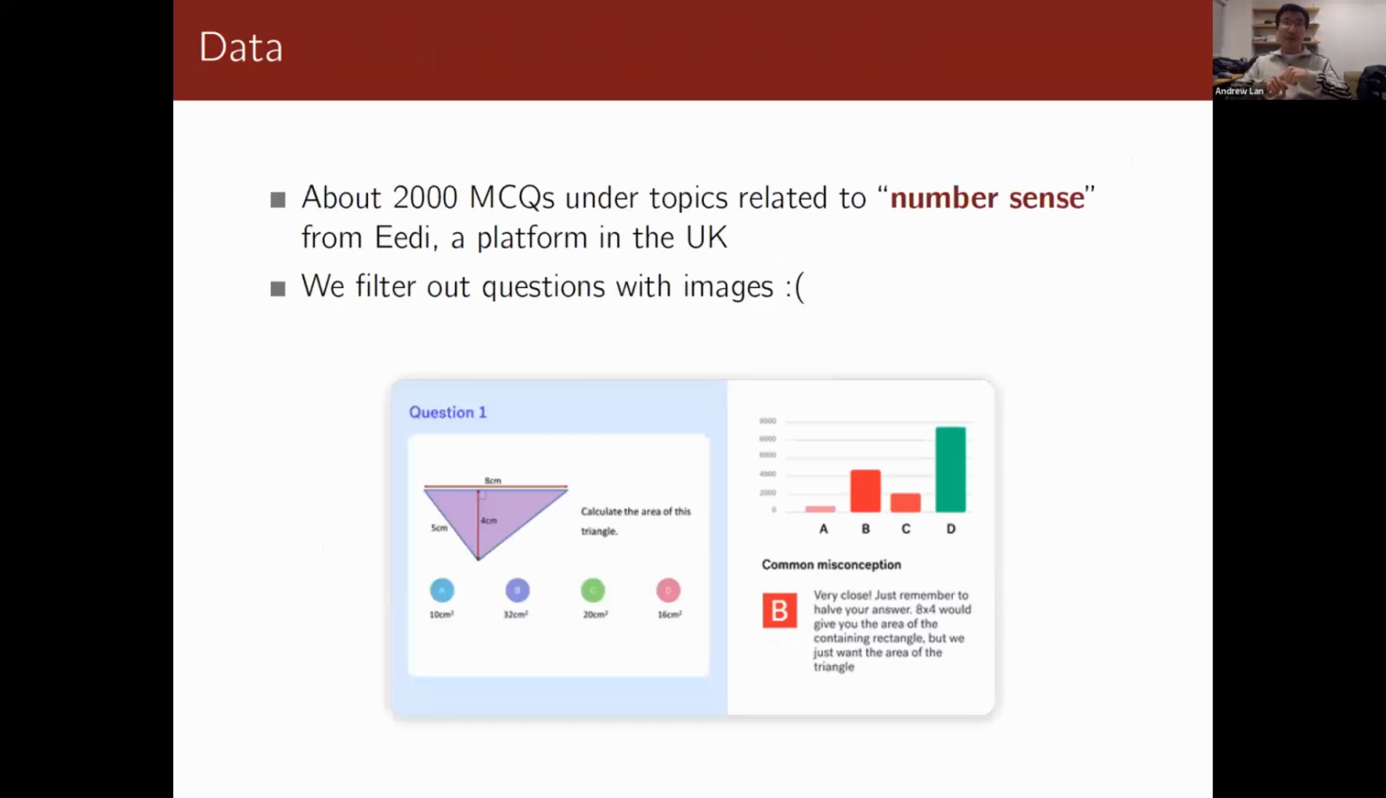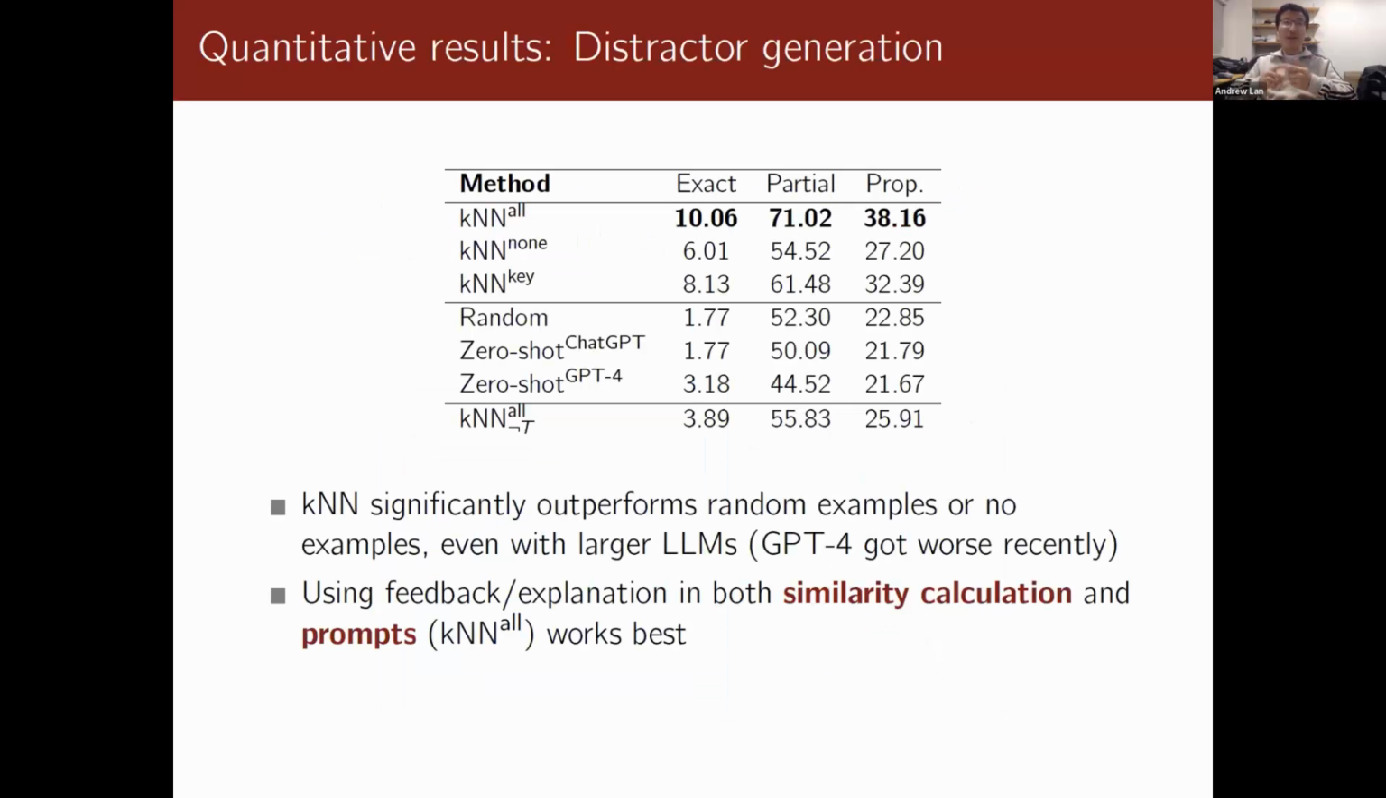All right, so we experimented on about 2,000 multiple choice questions under a single topic related to number sense. So you see the questions are actually quite dense under the subtopic. Unfortunately, we had to filter out questions with images. As Candace mentioned, these models are not very good at dealing with diagrams yet, so there's no way we can do that. And then for the first task, distractor generation, what we see is that for these 3 evaluation metrics, KNN does much better than random or just asking these models to do the distractor generation task.